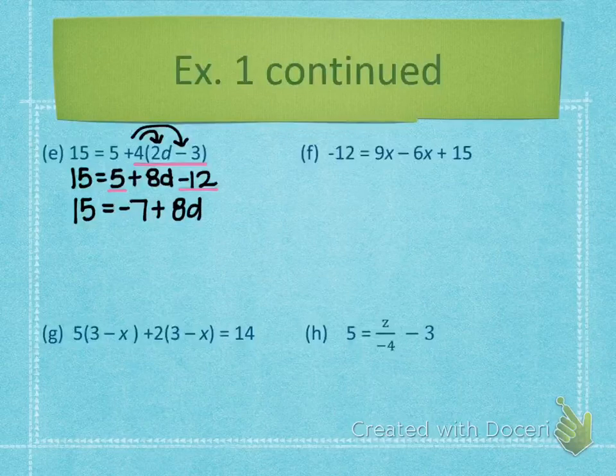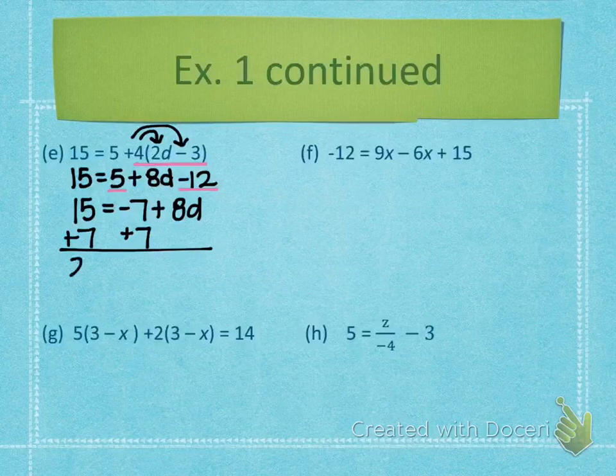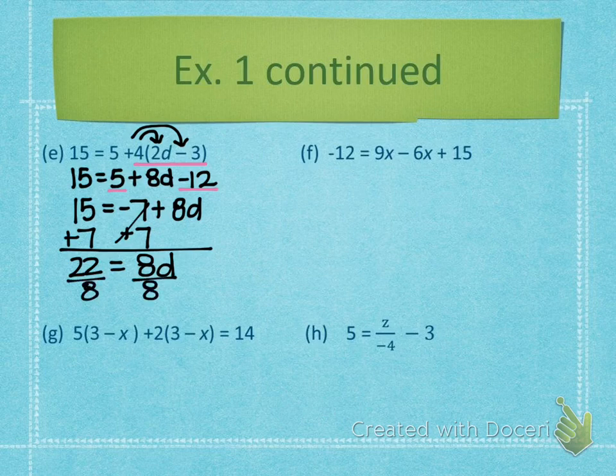What did you do next? Added 7 to both sides. Good. So 15 plus 7, 22 equals, bring down the 8d. Keep going. And divided both sides by 8. Okay, and what did you get?